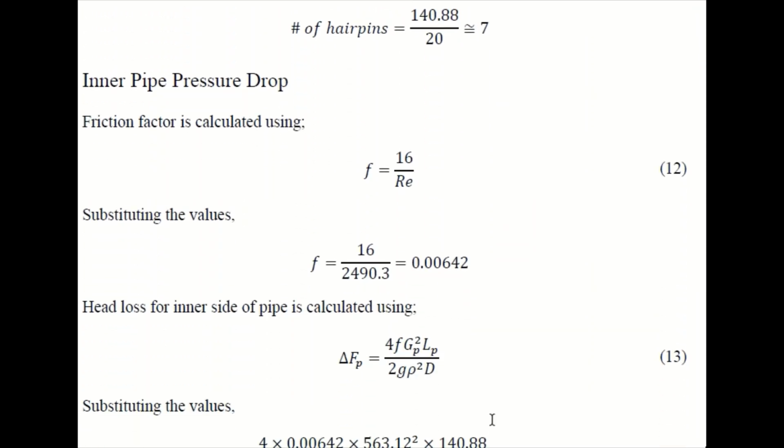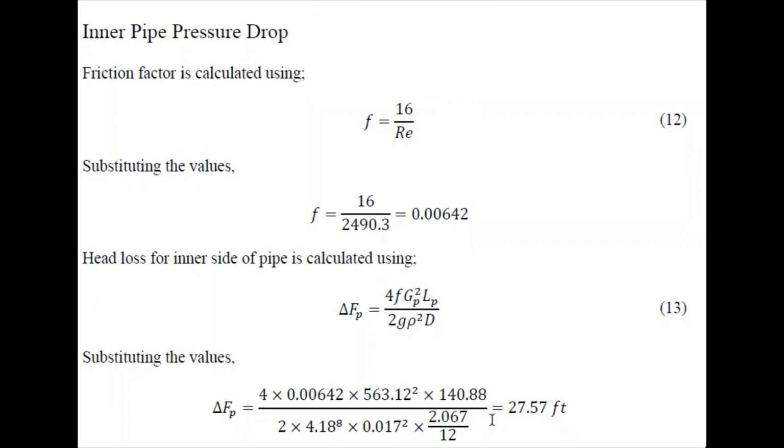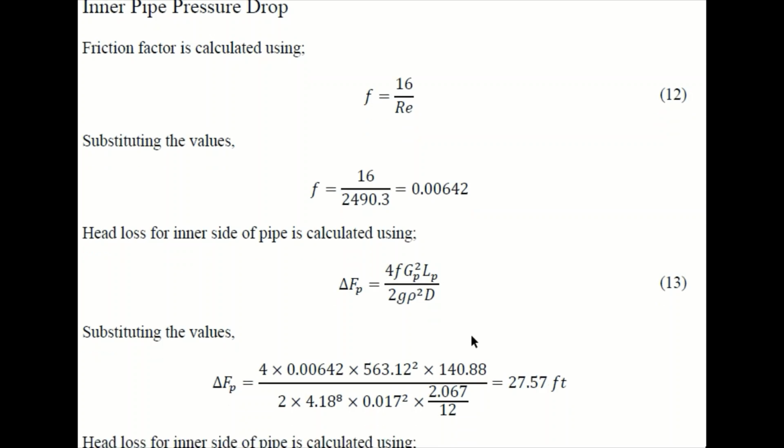So in the next step we need to find the pressure drop on the inner pipe and outer pipe. So let's start with the inner pipe pressure drop. Since the Reynolds number is quite low, we can find the friction factor using this formula, that is 16 by Reynolds number. So substituting these values, we obtain the friction factor as 0.00642. Then we can find the head loss in the inner pipe, and we are given this formula. We just need to substitute these values. So after that we obtain it as 27.57 feet.